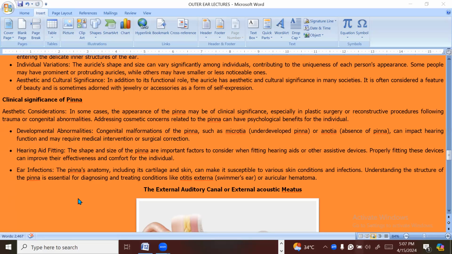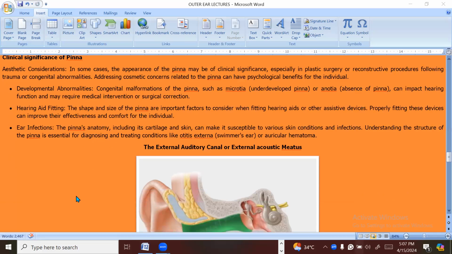But also, in certain surgeries, it's important that we know what this part of the ear is innervated by. So for us to improve supply and all of that, we'll have to take cognizance of that.